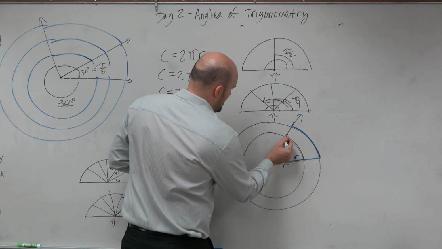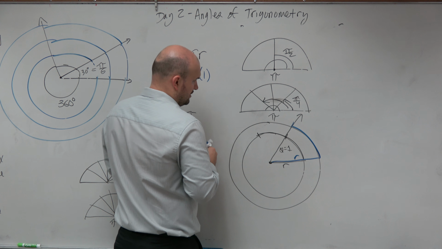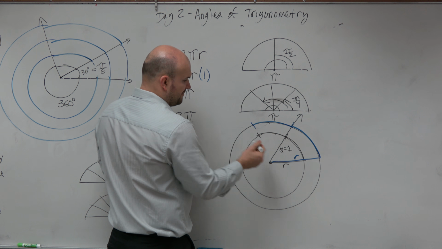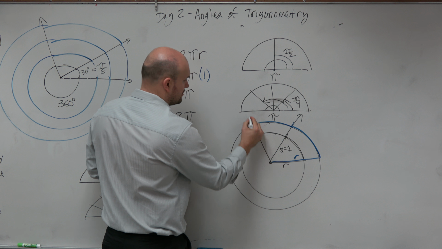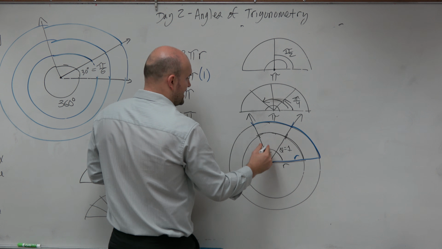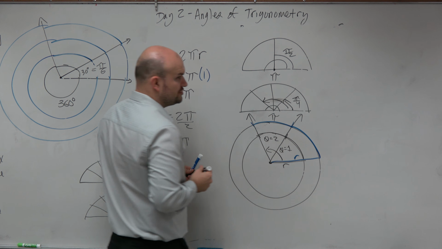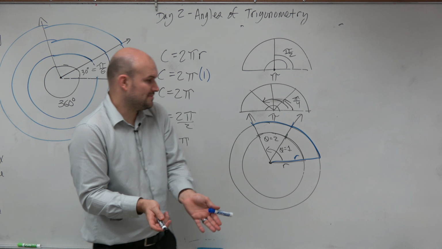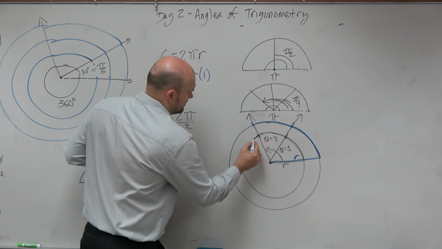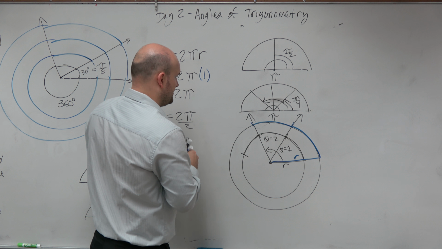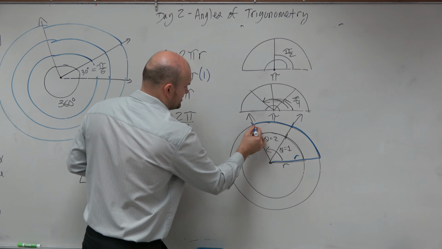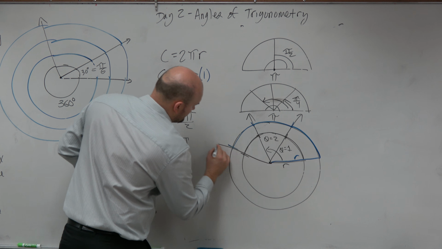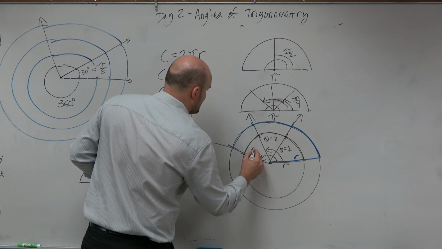So if I did 2 of these blue radians, I'd probably be somewhere around here. Well, if I draw a rotation of angles there, that angle is called 2 radians. It's not in terms of pi. It's just the radius wrapped around. Let's do 3. 3 would probably be somewhere around there. That'd be around 3 radians. And so from here to here, theta equals 3.